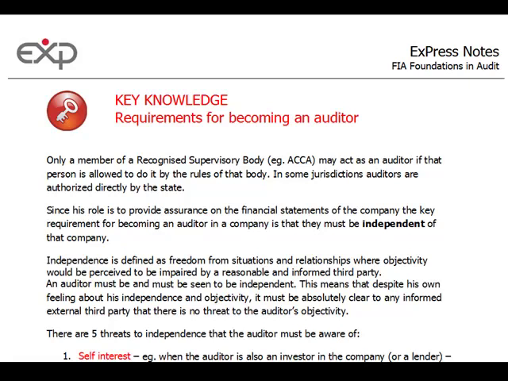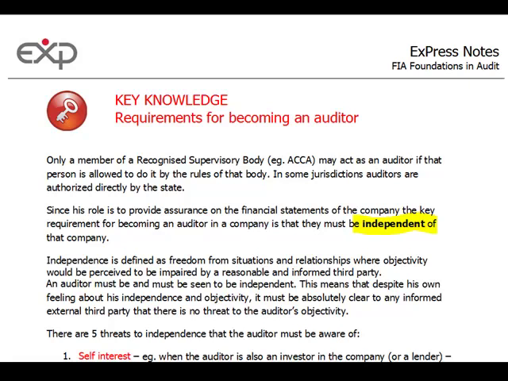We mentioned it in the first video that auditors must remain independent. Now in this video we will discuss that independence, we will talk about it and explain the meaning of the concept in detail.